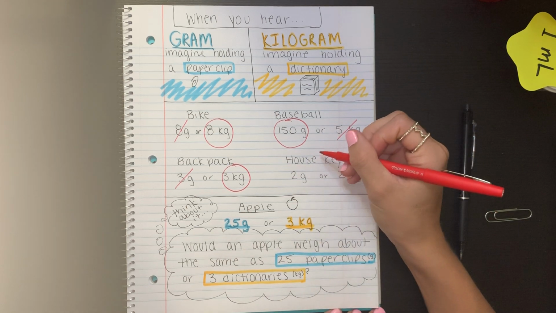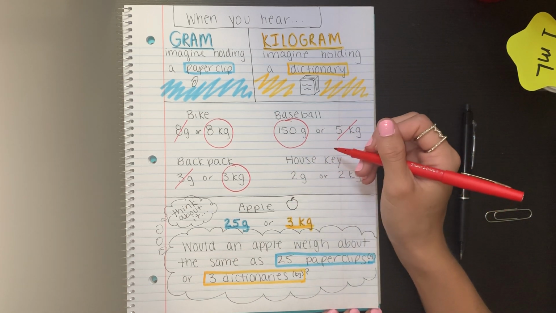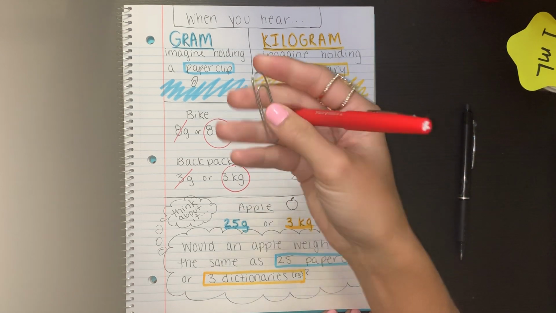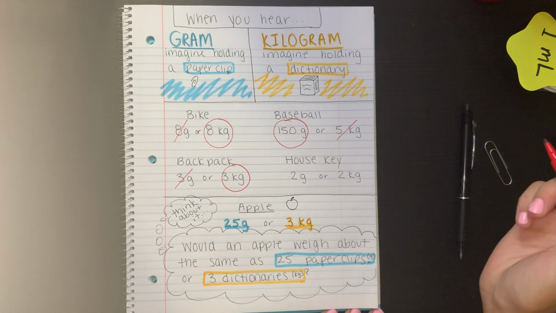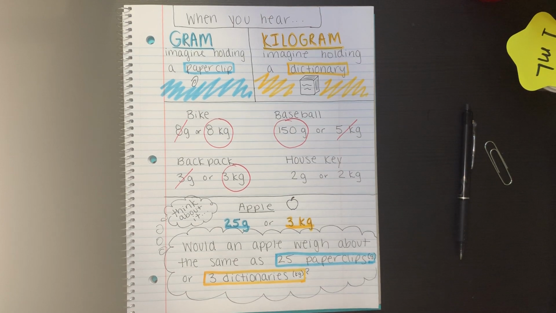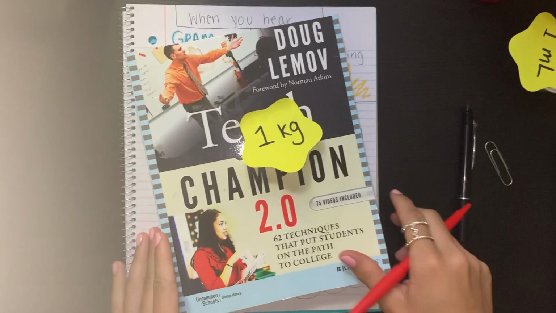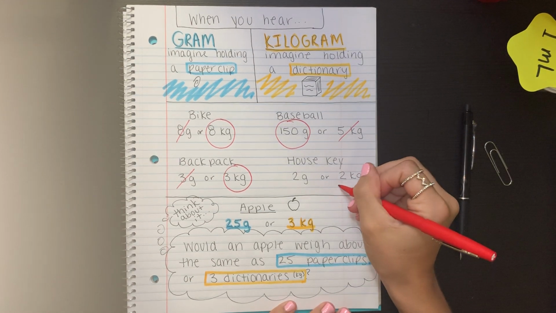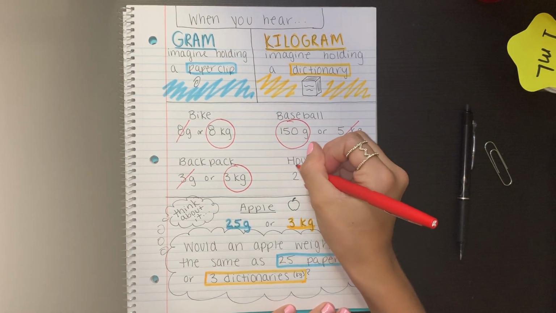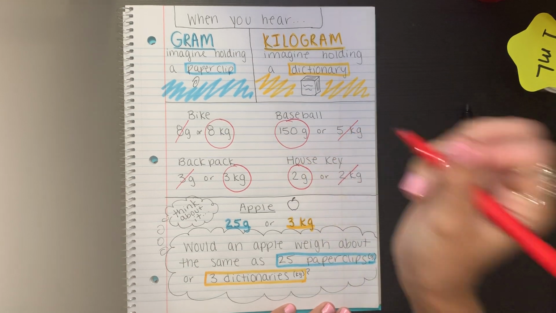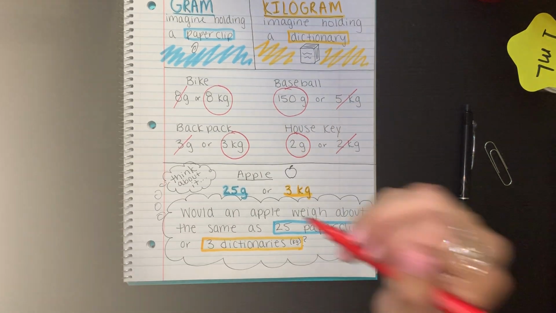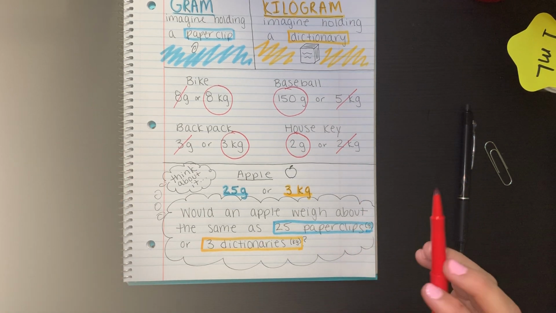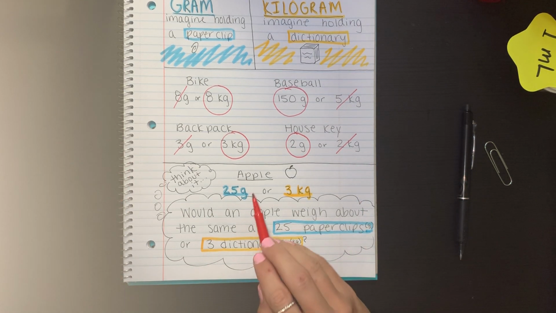So then our last one here is house key. So for a house key, 2 grams, about 2 paper clips, or 2 kilograms, about 2 dictionaries, 2 big books. So that seems like a lot for a house key. So I'm thinking that 2 kilograms does not make sense. That 2 grams would be a better guess.